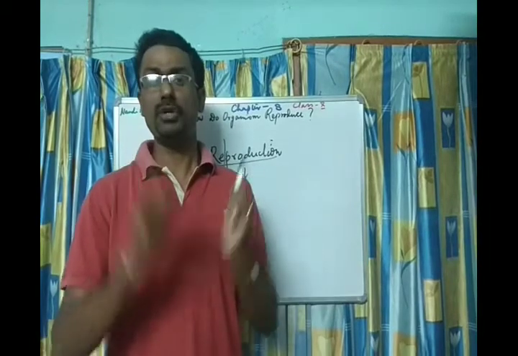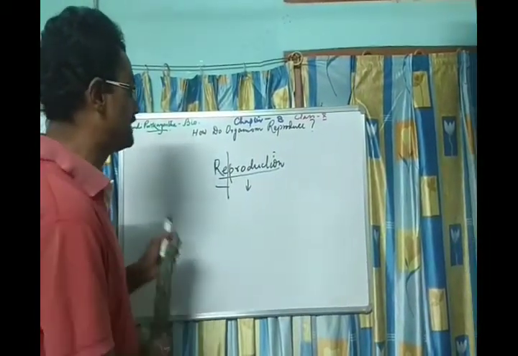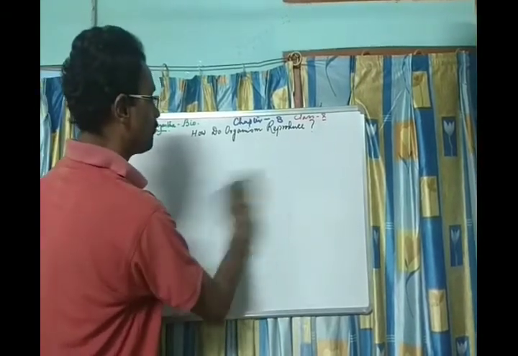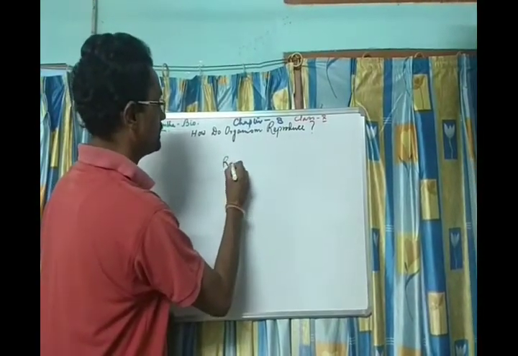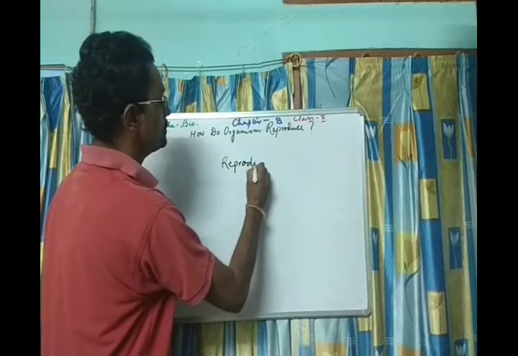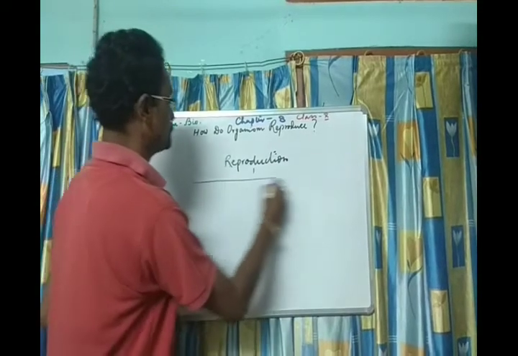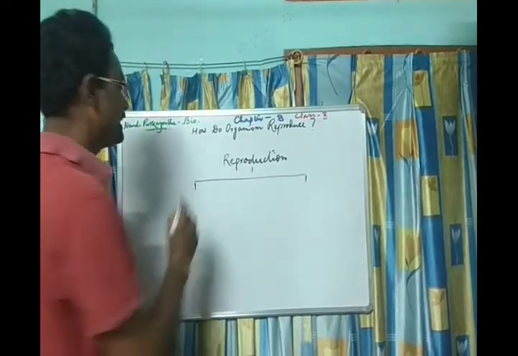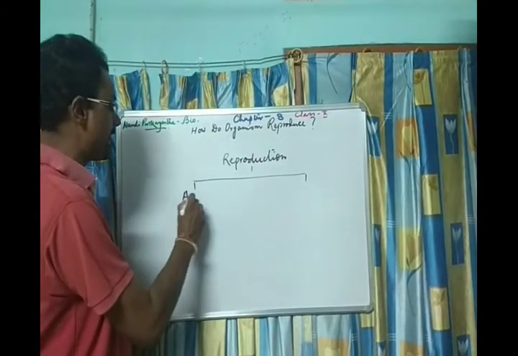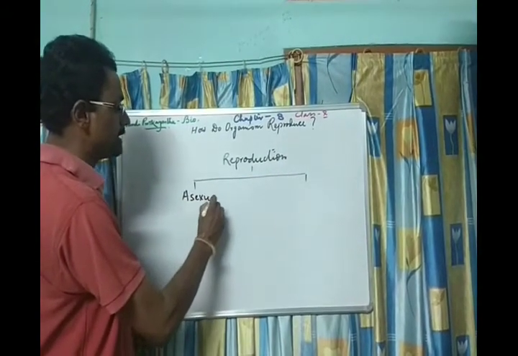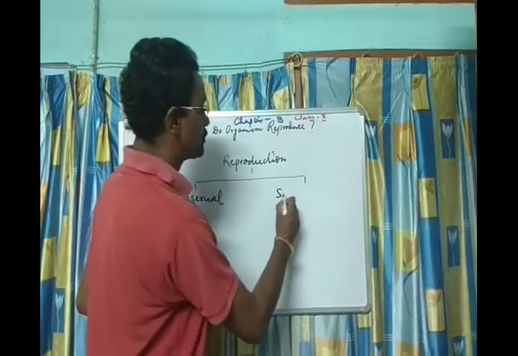So that is reproduction. Now, we will be trying to know reproduction in detail. See, reproduction is divided into two main parts. One is called asexual. The other is called what? Sexual.